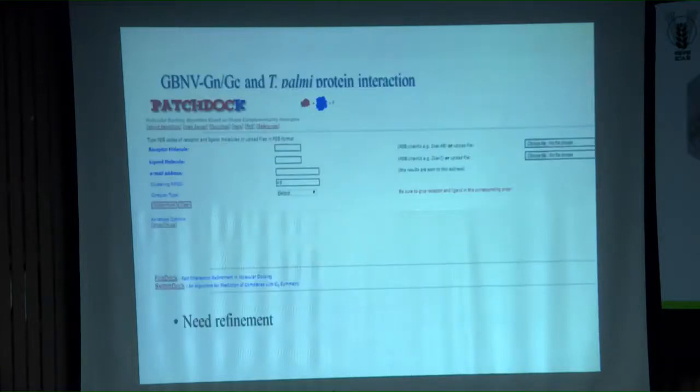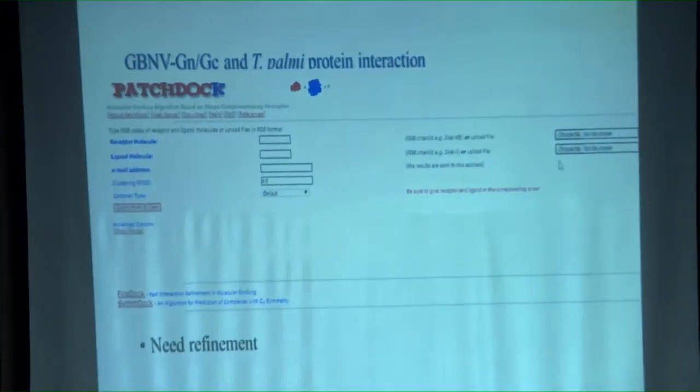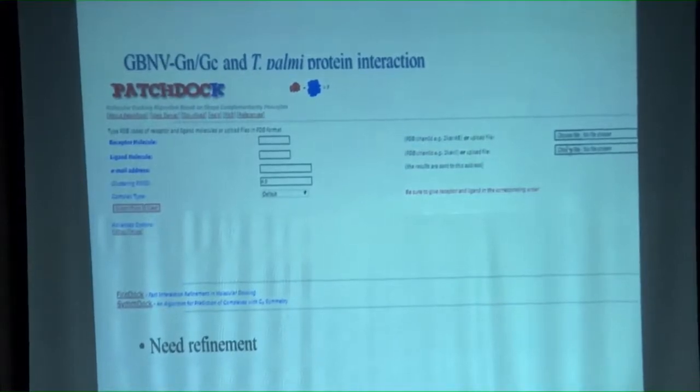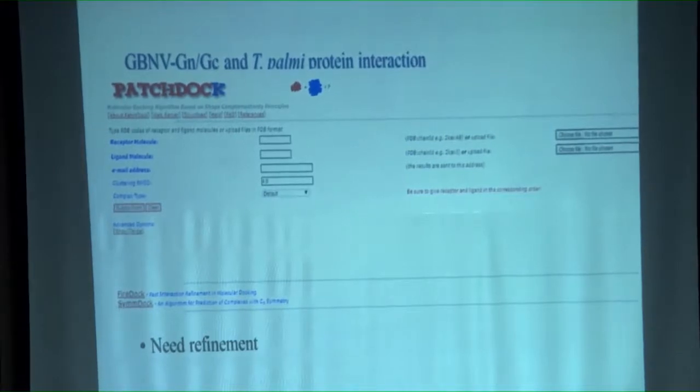Yeah, now comes the docking. Now we have two protein structures from two different organisms. One is the glycoprotein and another is the Thrips-Pami protein. So first we went for PatchDock. That is the docking software we are using. In the PatchDock software, what you have to do? You have to choose your files. First is the receptor molecule and second is the ligand molecule. So it can be two proteins or it can be protein to ligand. So this software can do both protein-ligand and protein-protein docking.